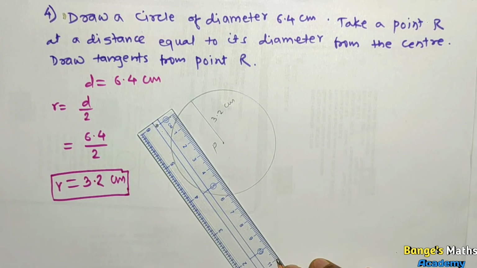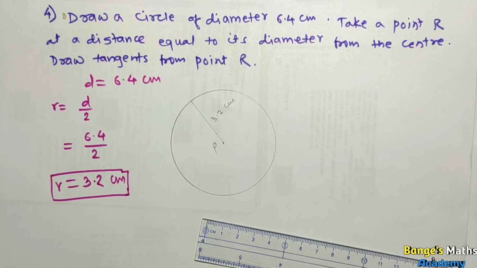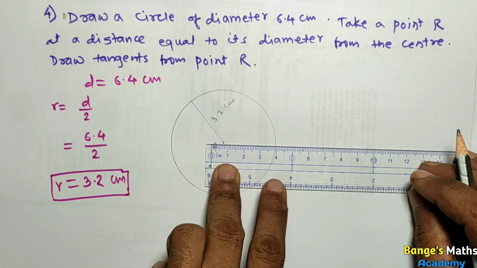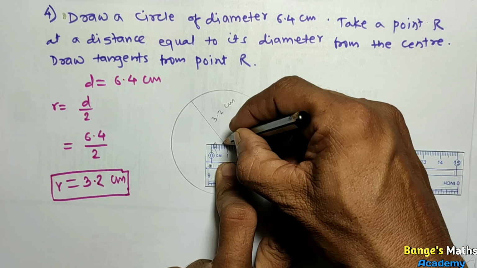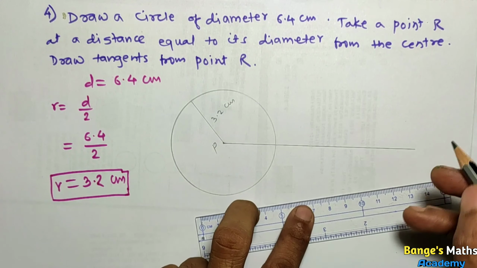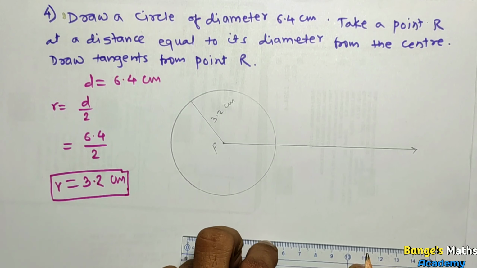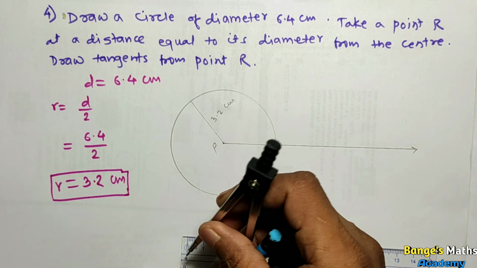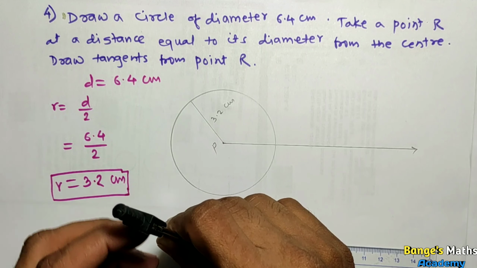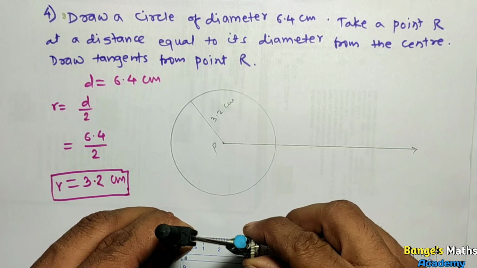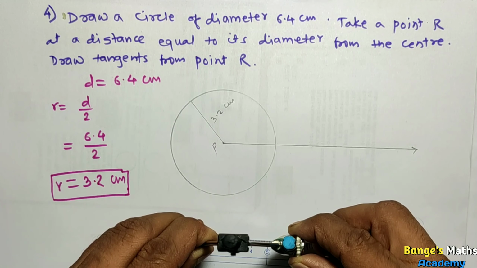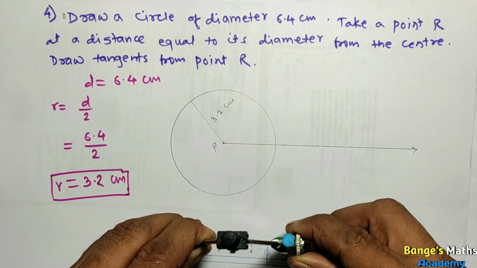Then take a point R at a distance equal to its diameter from the center. So draw radius and extend it to the right side. So point R is at a distance of 6.4 centimeter, equal to its diameter, because diameter of the circle is 6.4 centimeter.